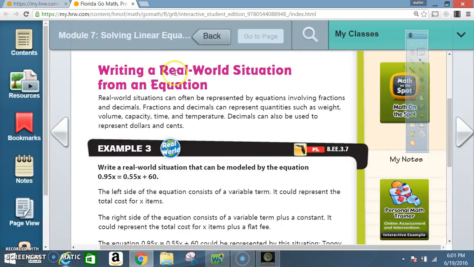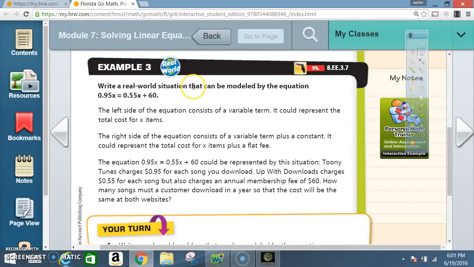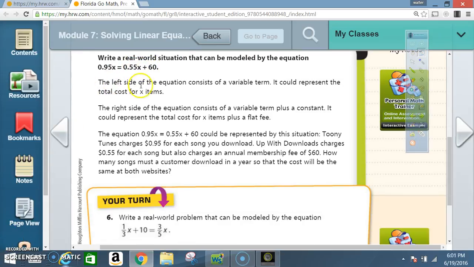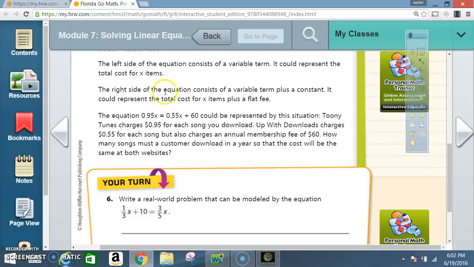Example 3, writing a real-world situation from an equation. Write a real-world situation that can be modeled by the equation 0.95 times x is equal to 0.55 times x plus 60. The left side of the equation consists of a variable term. It could represent the total cost for x items. The right side of the equation consists of a variable term plus a constant. It could represent the total cost for x items plus a flat fee.